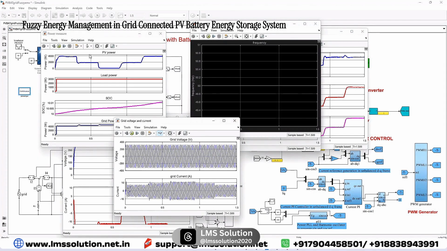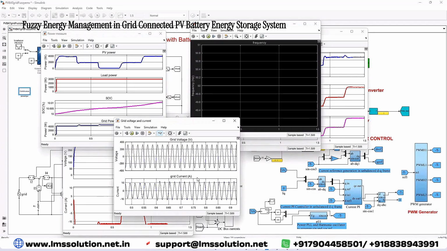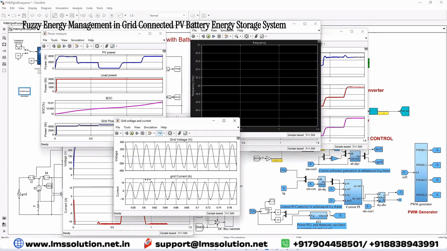Here you can see that for the changing irradiation condition, with the SOC low at around 10% only, it is always in charging mode, even though the PV power goes to 0. So it is getting power from the grid. Here you can see that the grid current and voltage are in opposite phase because we are getting power from the grid. So this is the working of this model.